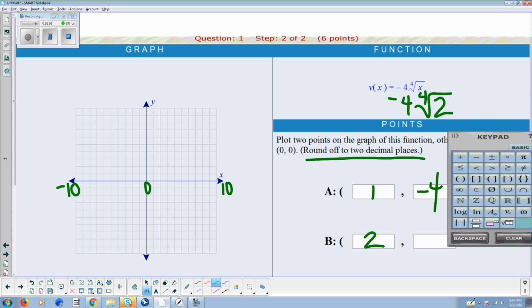So does anybody have it? -4.76. Does anybody else get the same answer? Please don't be afraid to speak because I'm wearing this funky headset. Y'all are scared. Okay, I'm going to double check it. Y'all don't make me do this every time, okay? Times -4. Yes, -4.76. It says 0.756, and the 6 rounds that up to a 6.